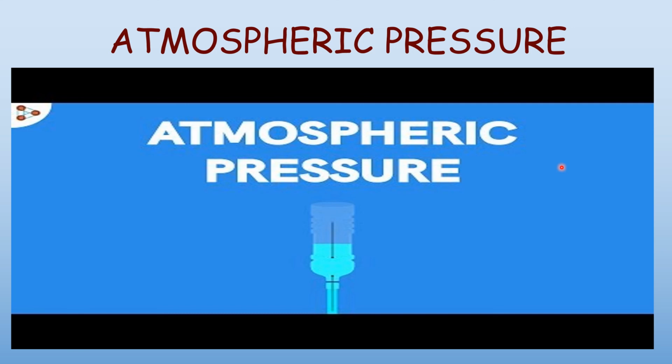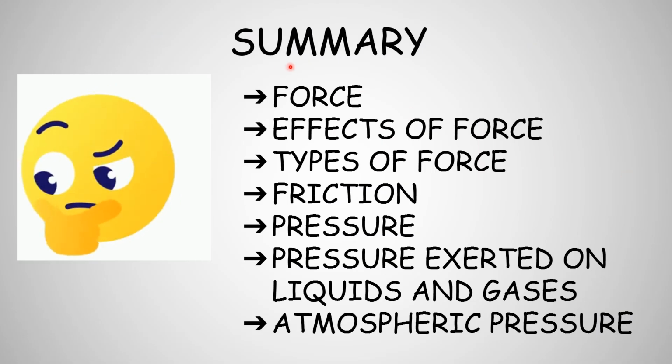And do you know one thing? Atmospheric pressure is maximum at the surface of Earth and decreases as we move upward. So the value of the atmospheric pressure at sea level is somewhere around 1.013 × 10^5 Newton per meter square. So let us have a quick summary of what we have learnt in this lesson.